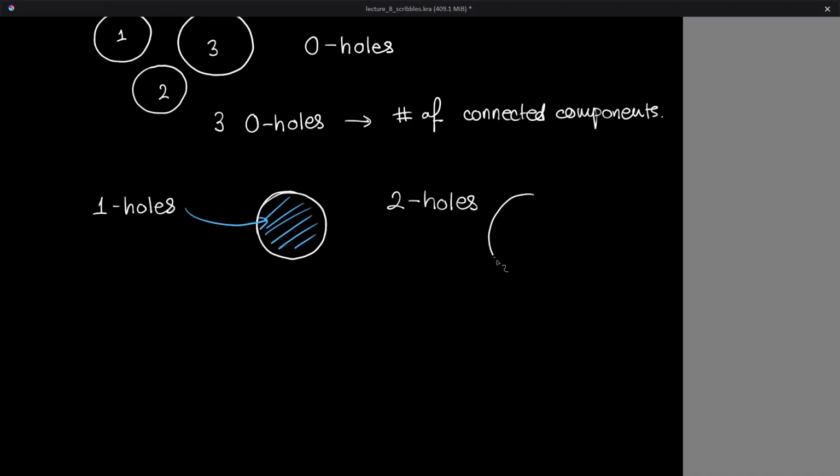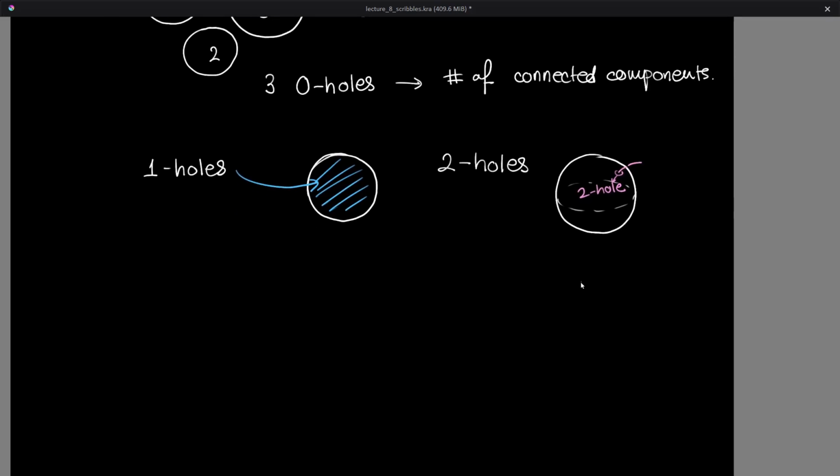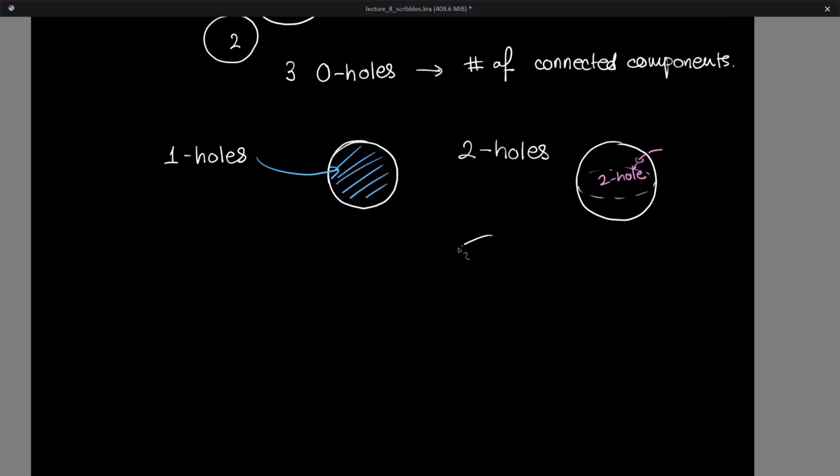So let's say if you have a sphere, let me draw the sphere a little better. Sphere, then the part on the inside, going in there, inside of this is the 2 hole. It's a space that's wrapped by the entire surface of the sphere. So a donut, for example, a torus, has 3 holes.